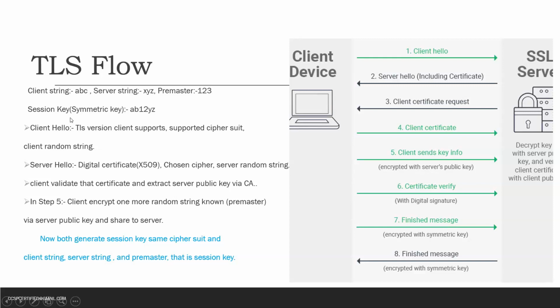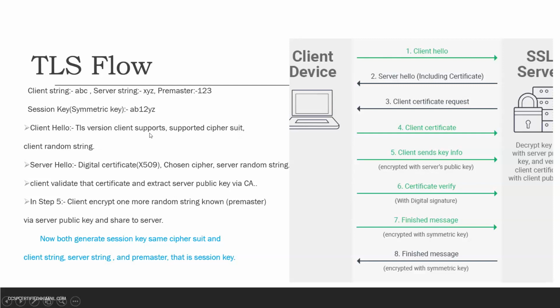And let's say the algorithm for the symmetric key creation is to take the first 2 characters from the client, then the first 2 from the pre-master, and the last 2 from the server. Key creation is quite complex compared to this, but I'm taking this example for simplicity. So when the client sends a hello message, along with the hello it sends the version of TLS the client supports, because there are TLS 1.1, 1.2, 1.3, and SSL 1, 2, 3. So the client says which TLS version I support along with the hello. So hello is not a plain hello: it carries the version and the cipher suites supported.